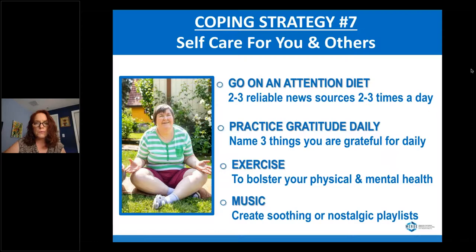And then music. What a wonderful tool music is. So create a soothing or nostalgic playlist. Take a little time for yourself. Put in your earbuds if you want. Maybe go for a walk. You get two on that list done at once. But really, let's use music to help us cope during this time.